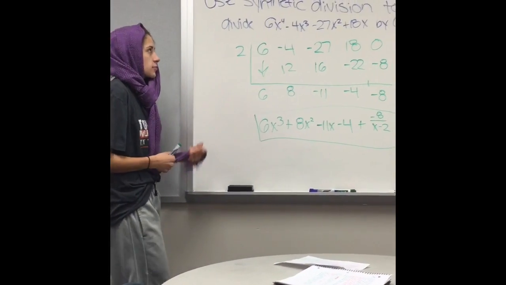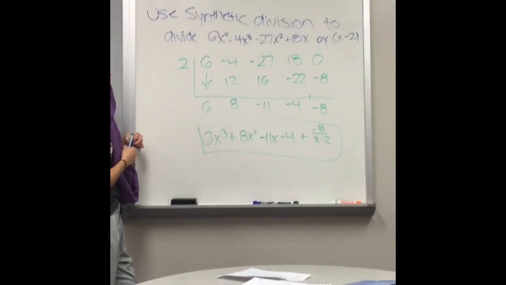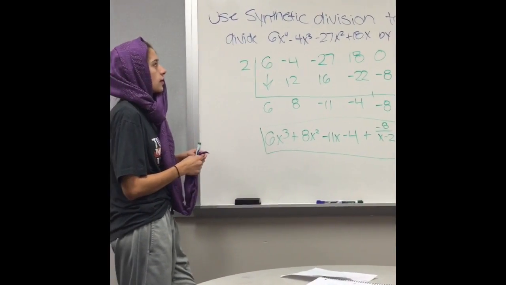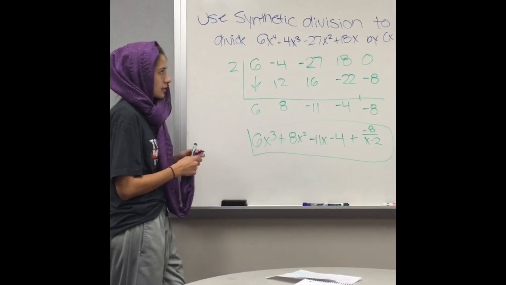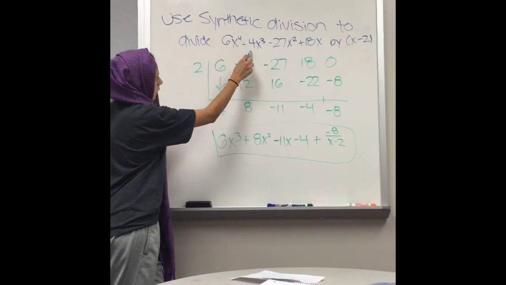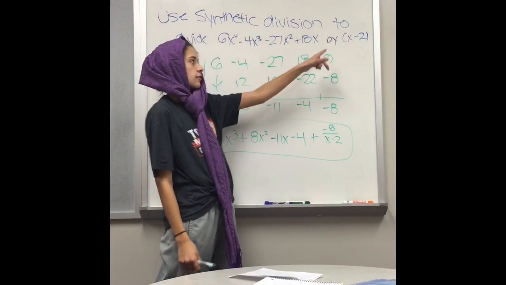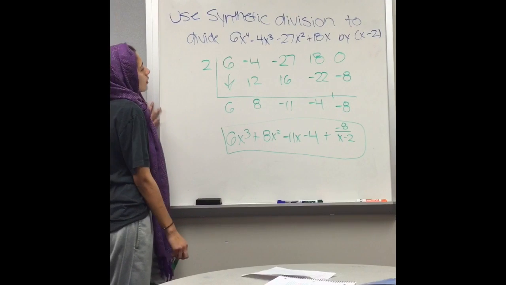Okay, so this question is a part of the chapter 2 test. It says use synthetic division to divide 6x to the 4th minus 4x cubed minus 27x squared plus 18x. When you go down, you fill in the coefficient of each term, but since there's not just a constant at the end, you have to fill in a 0.